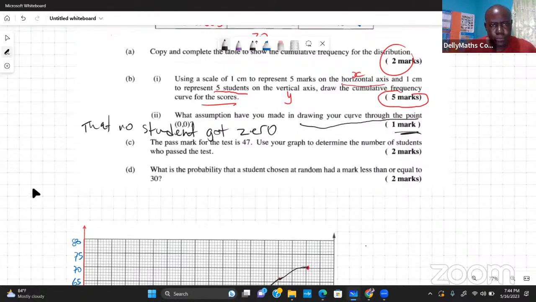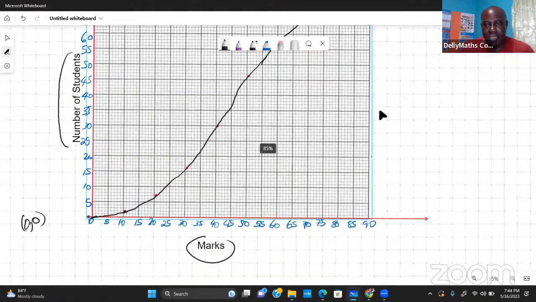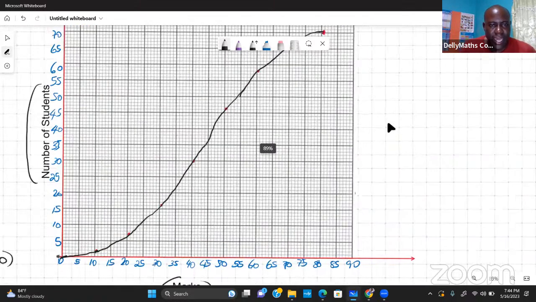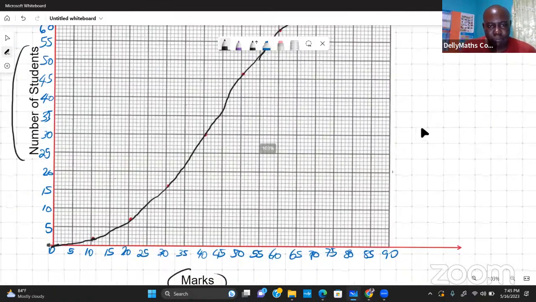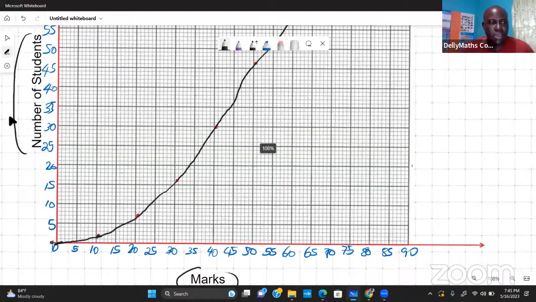Continue working. All right, we're going to decorate this diagram now. It says the pass mark for the test is 47%. This is key. Use your graph to determine the number of students who pass. 47. So now we're going to navigate. We're going to have to take a straight line. Find 47, right? Let's go for it. Here is a straight line.